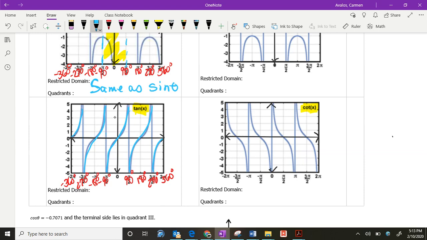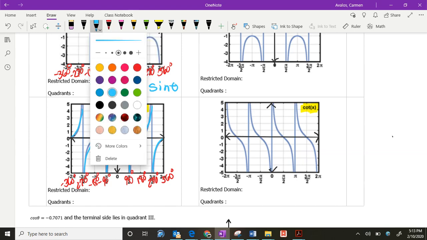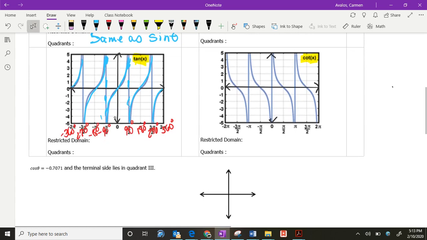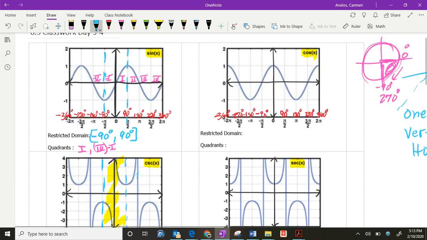Okay, so now where is it going to be 1 to 1? And it's really nice because it is going to be 1 to 1 in the same place that sine is. So all of these are going to be the same. The restriction is going to be the same as sine, and that makes it 1 to 1 as well. And the quadrants follow the same way.